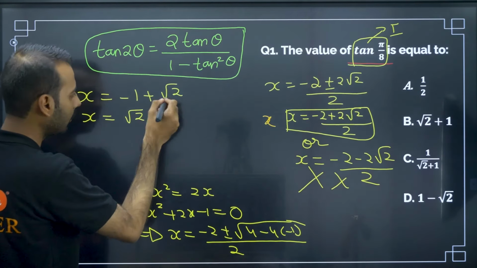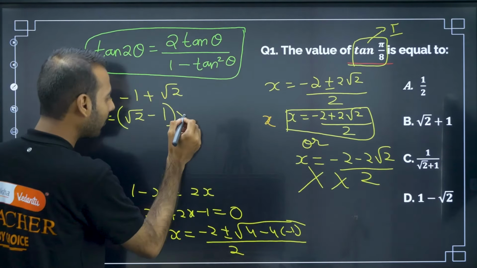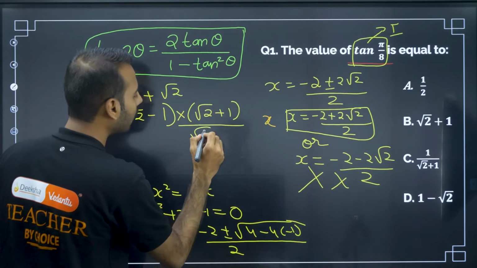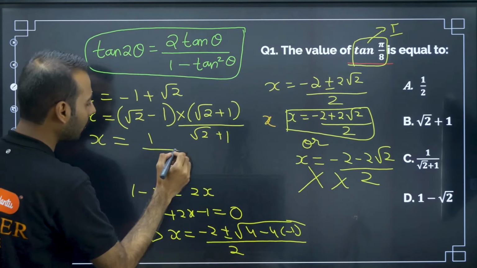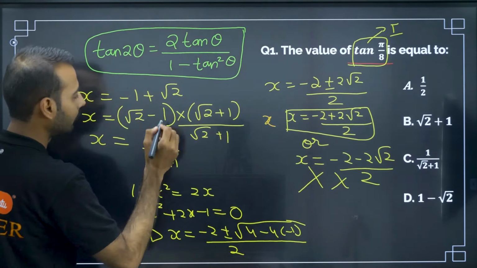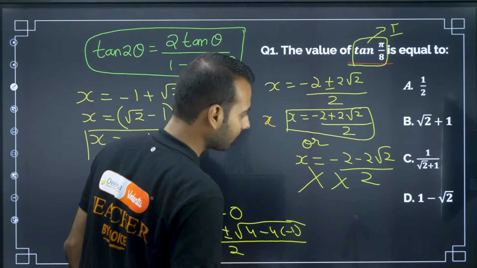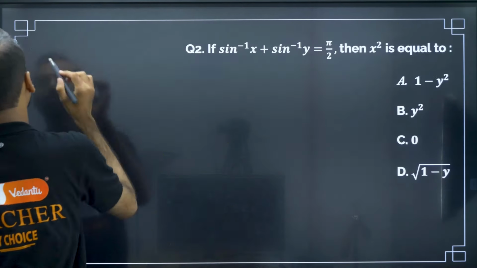Root 2 minus 1, same thing I am writing. Root 2 minus 1 is not there in the options, so let me multiply and divide with its conjugate, root 2 plus 1 by root 2 plus 1. So if I multiply, x is equal to 2 minus 1, which is 1, by root 2 plus 1. So x is equal to 1 by root 2 plus 1. C is the answer. Moving on to next question.